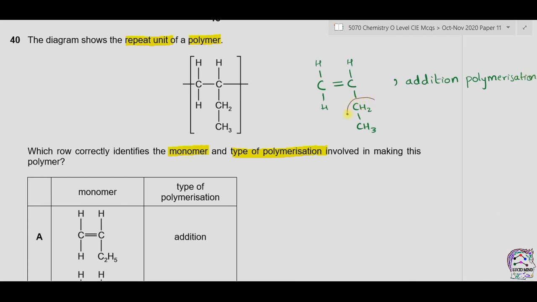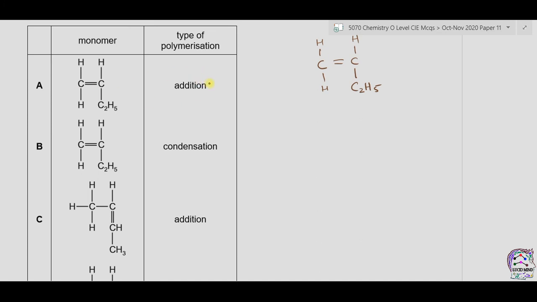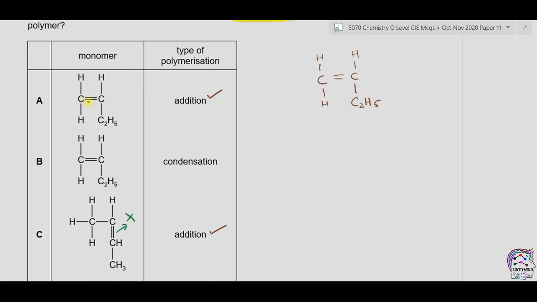We can also write these two in combined form. The monomer will be like this. There are 2 carbon atoms and 5 hydrogens, so we can write C2H5. Let's look at the options. In A we have addition, in C we have addition. In the monomer A, the double bond is present between these 2 carbon atoms, which is similar to this one. The correct option is therefore A.